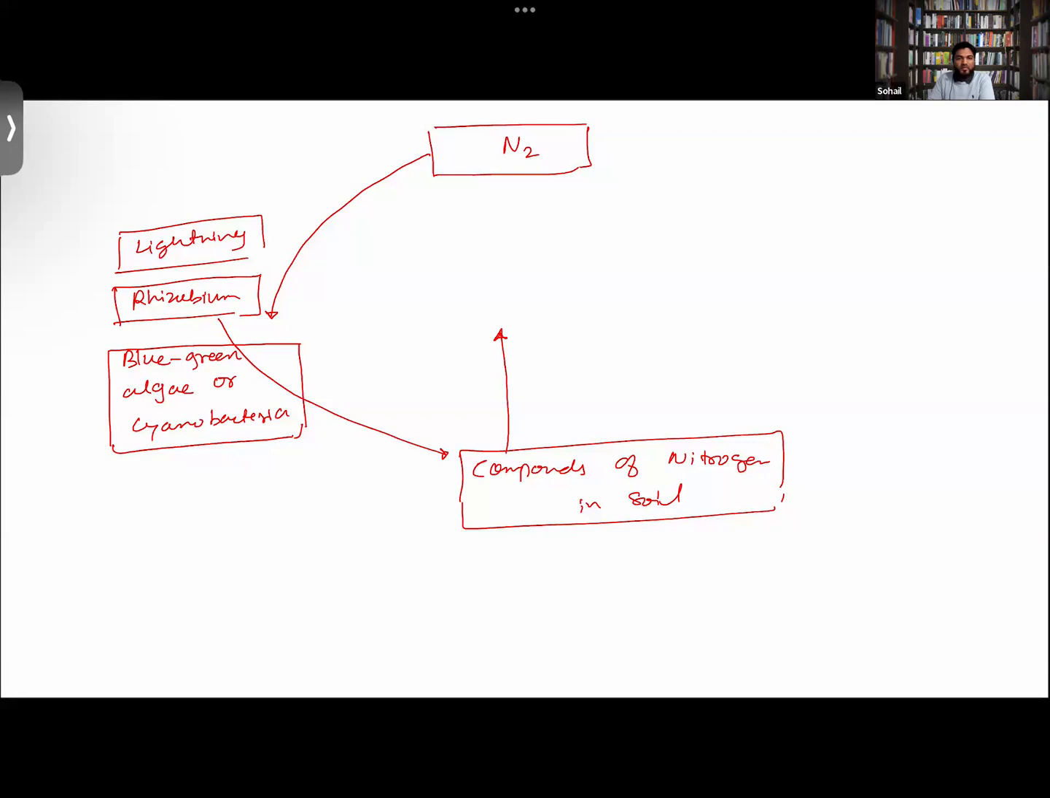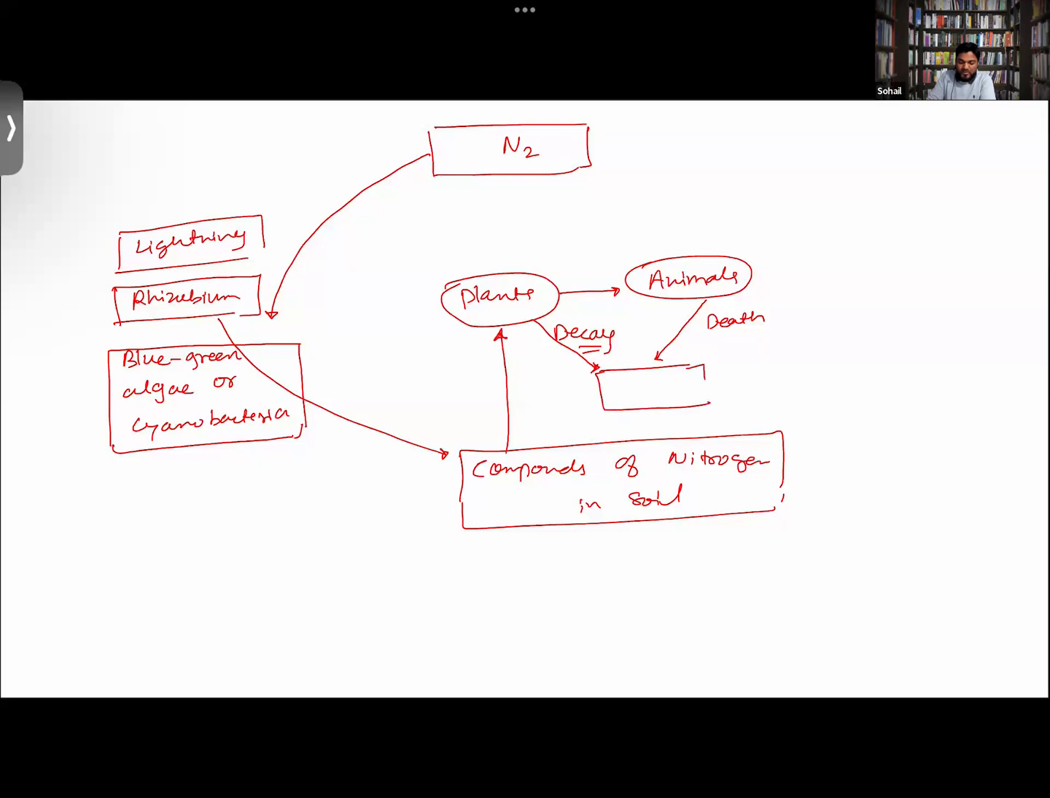Through a process of absorption by the roots, and then assimilation. Exactly, so it is taken up by the plants. Then the plants are eaten by the animals, right? Sometimes a plant might also die and decay. When animals and plants die, whatever nitrogenous compounds are locked in their body will also start to decompose.